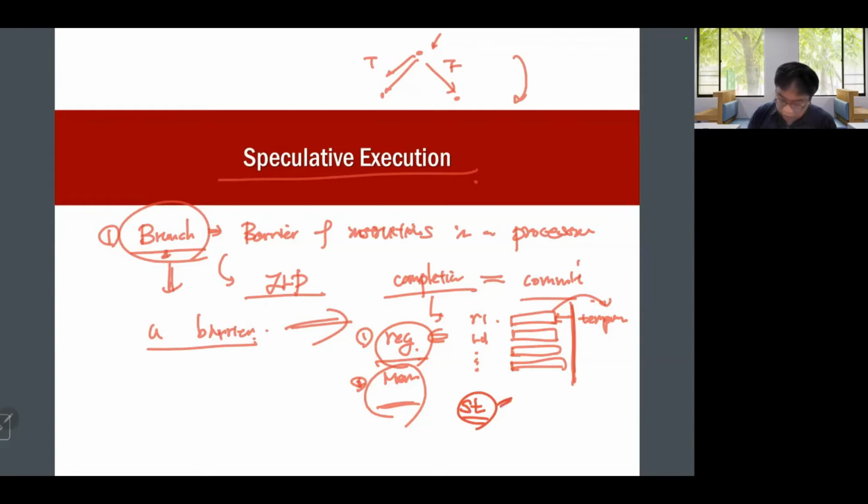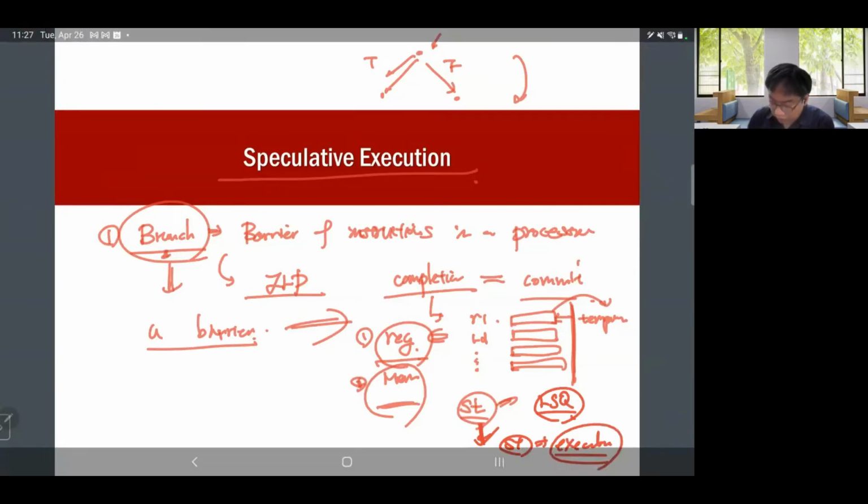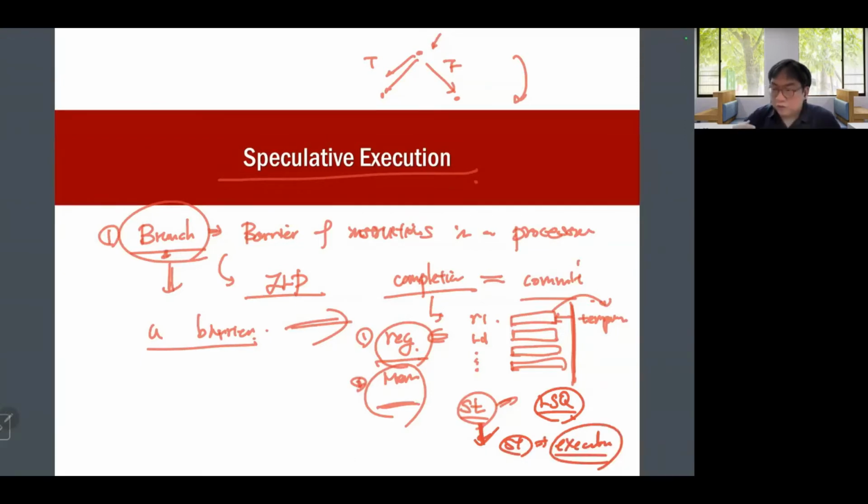Actually, the dependencies between store instructions and load instructions are already managed by the load store queue, LSQ. Also, the store instruction can be executed only when the branch is resolved. It is because the size of the register file is very small, but the memory size is very large, so it's not easy to manage the temporary storage for the memory instruction.